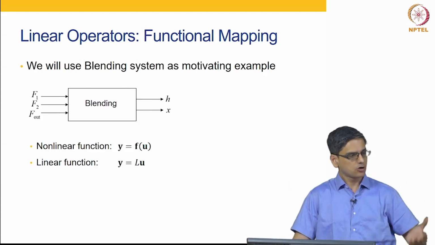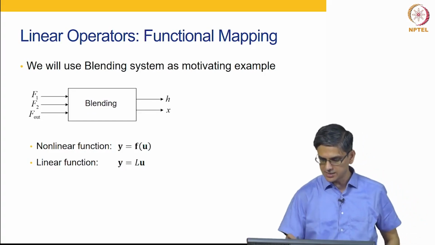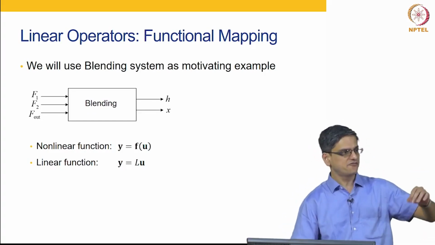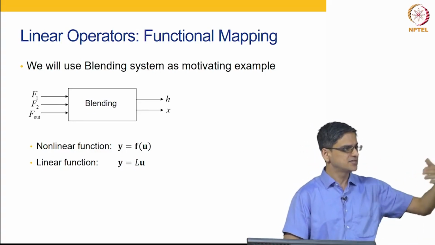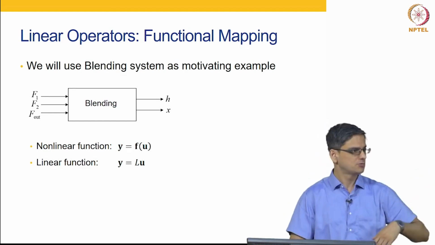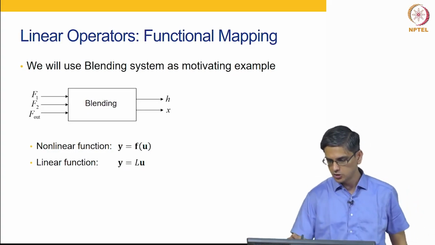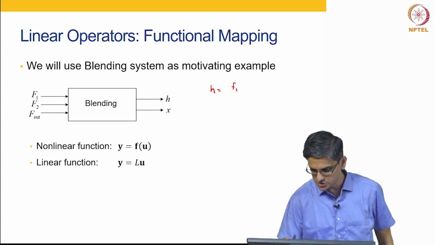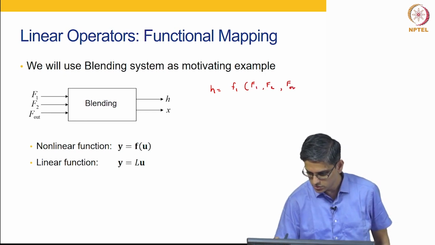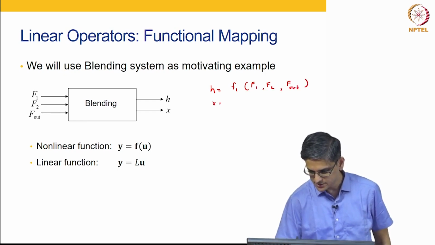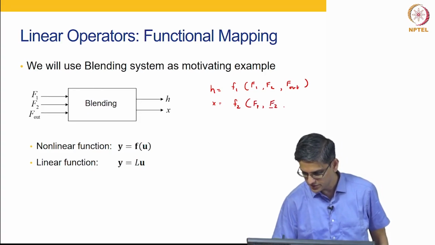Let us not talk about a dynamic model, let us talk about a static model. A static model basically means if you change F1 by 10%, your height will change by so and so amount. If you change F2 by so and so amount, your height will change by so and so amount, or if you change F out by so and so amount, height will change by so and so amount. So, our H is some function F1 of F1, F2, F out, and X is some other function F2 of F1, F2, F out.